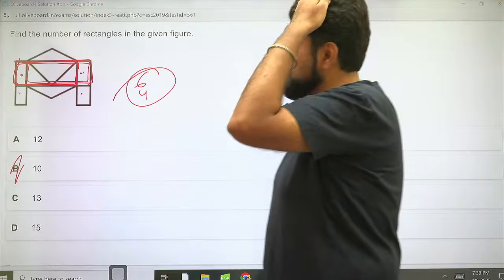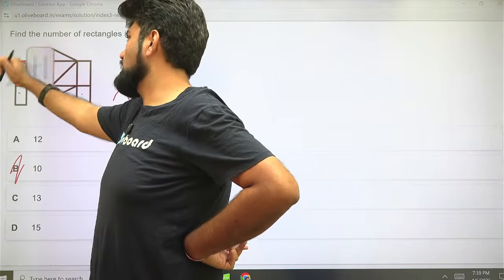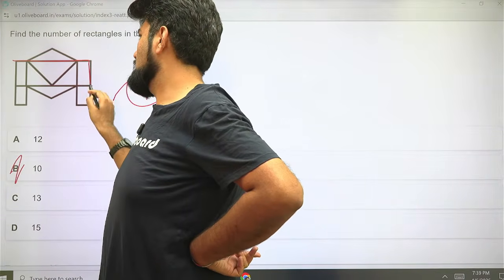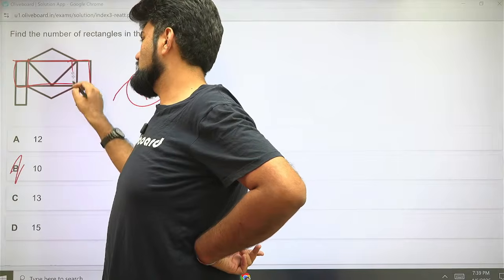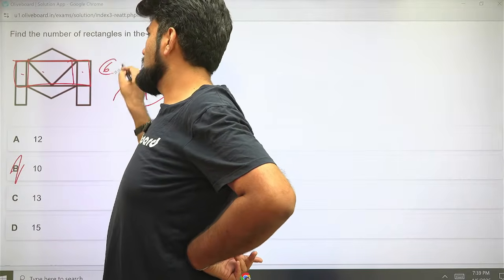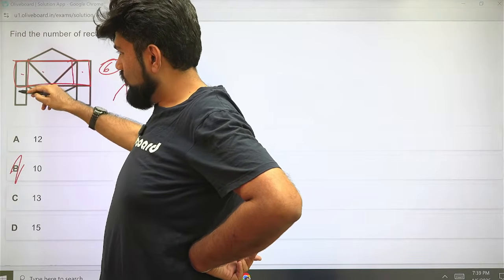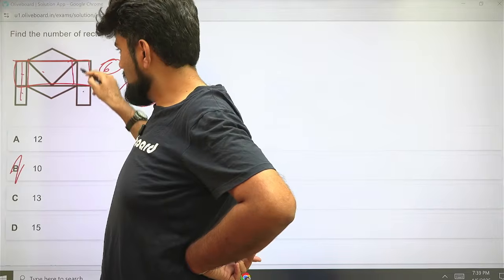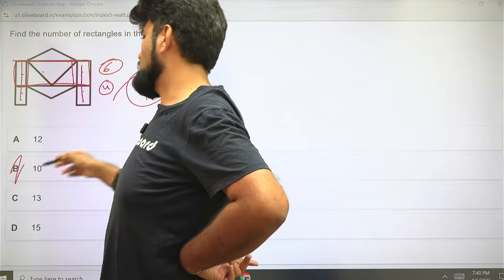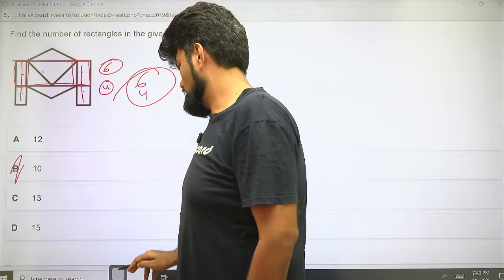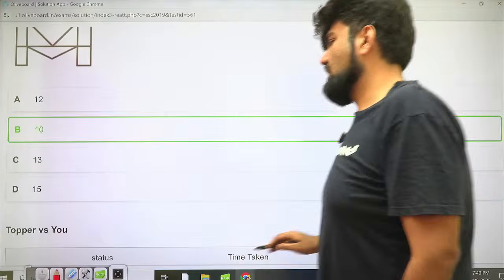Yeah. There's another method how you can count it easily. If you just look at this version, this rectangle here, divided into 3 parts. So 1 plus 2 plus 3, this is 6. Now 1, 1, 2, 1, 2. So 2 and 2, 4. Again 6 plus 4 is 10. Whatever suits you. 10 rectangles, nothing extra apart from that.